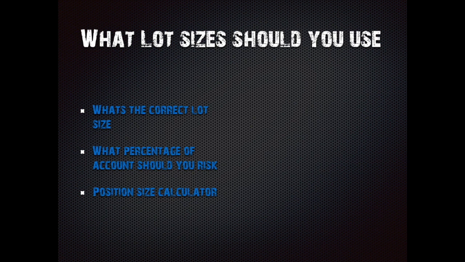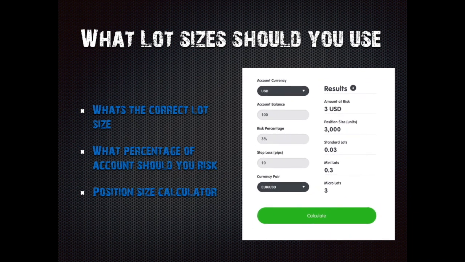And lastly, you can use what's called a position size calculator. Okay, and it looks like this. You put in the information: USD as your currency, your account balance, the risk percentage that you want to have, which is 3%, and then your stop loss in pips. So if you want to have a 10 pip stop loss, then it's going to say, okay, for 3% on $100, you can use up to a mini lot, standard lots of 0.03. Okay, is what you can use.